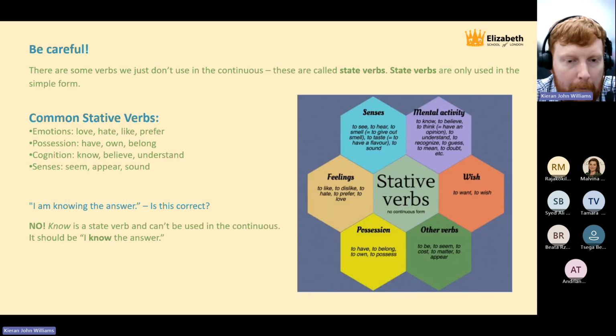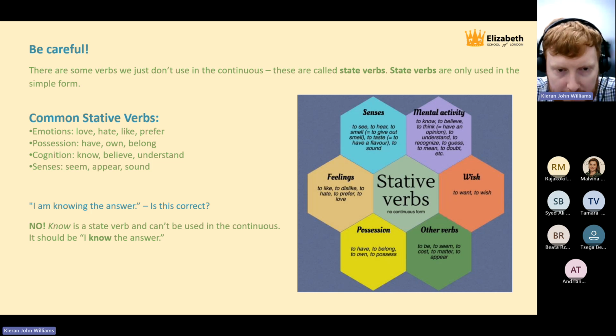Okay, but there is another thing we need to think about here. There are some verbs that we cannot use in present continuous. These verbs are called state verbs or stative verbs, something similar. So these verbs can only ever be used in simple, not continuous. You might think that this is a great situation to use the continuous, but if the verb is a state verb, we can't use it.